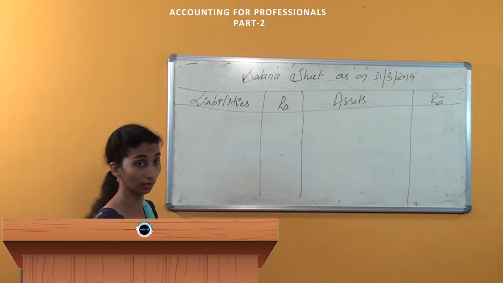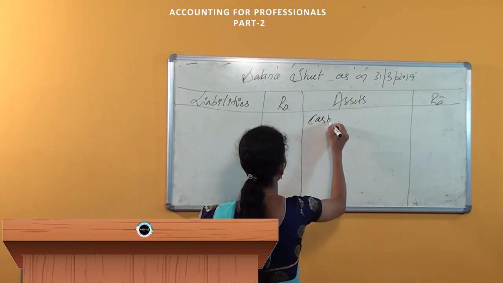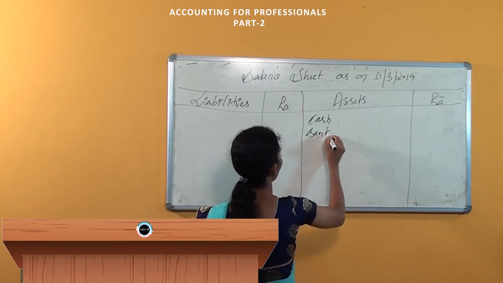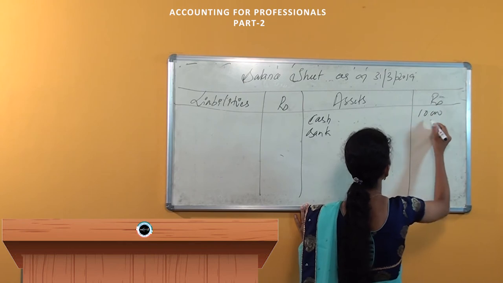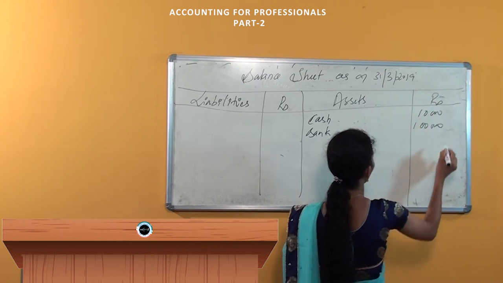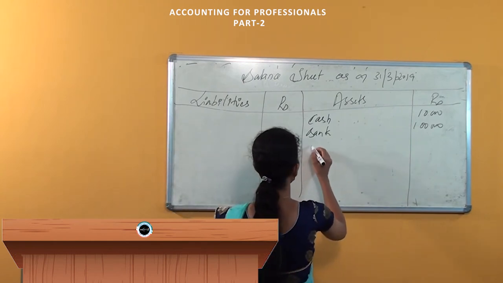We have here the closing balance of cash and bank. First it is cash, and then it is bank. So cash of rupees 10,000, bank of rupees 1 lakh. So 1,10,000. Then we have instruments and equipments.